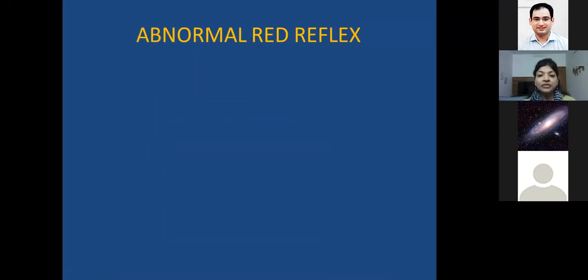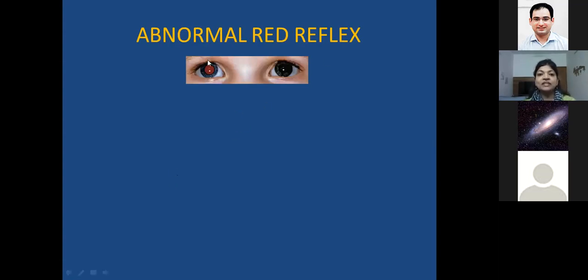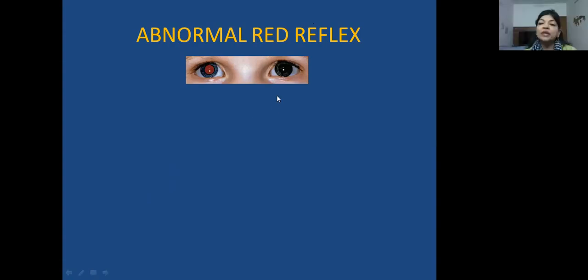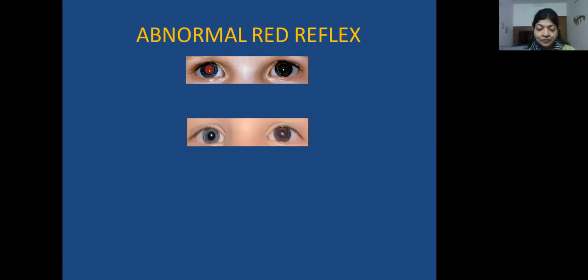So now I'm going to give you some examples of an abnormal red reflex that you would see. Now, if you look at this picture, you would see that the right eye has a normal red reflex in the pupil, whereas in the left eye, you are not seeing any reflex at all in this pupil. So this is an absent red reflex, and the commonest condition that would be associated with an absent red reflex is if the baby has a cataract in that eye.